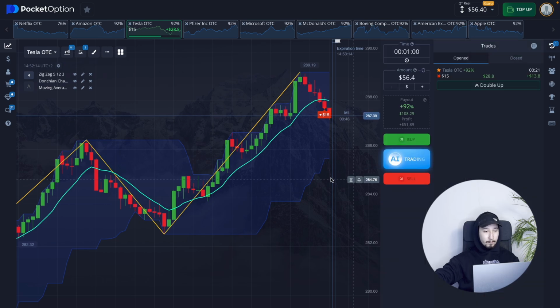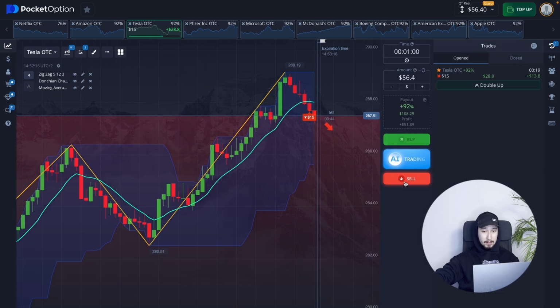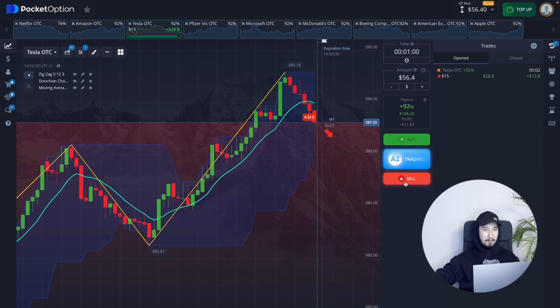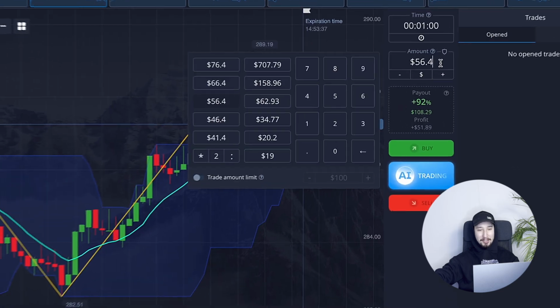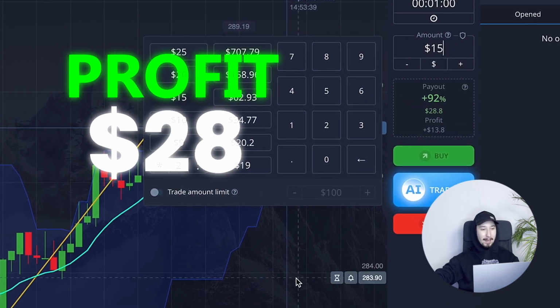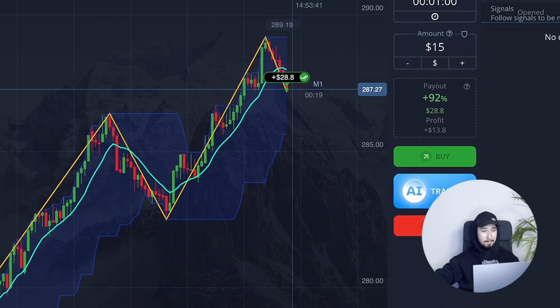So yeah, let's see the result. There are about 17 seconds left until the position is completed. Come on, third time. I don't want to open any additional positions. Yep. As before, we didn't need to open an additional transaction, and we are in profit. That's great. Step by step, we're making it bigger.